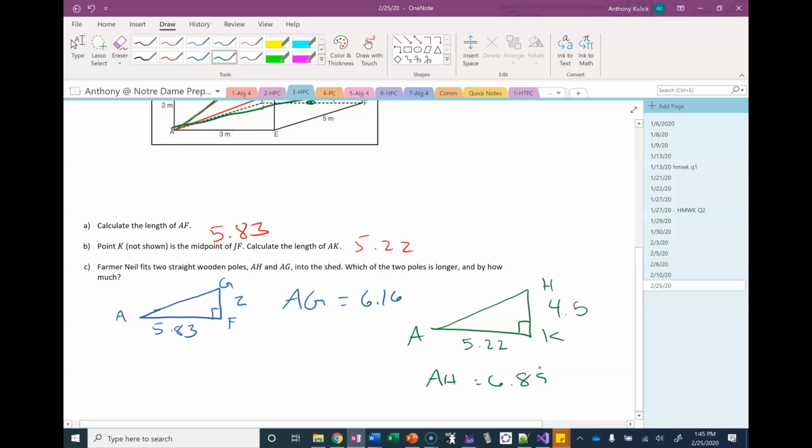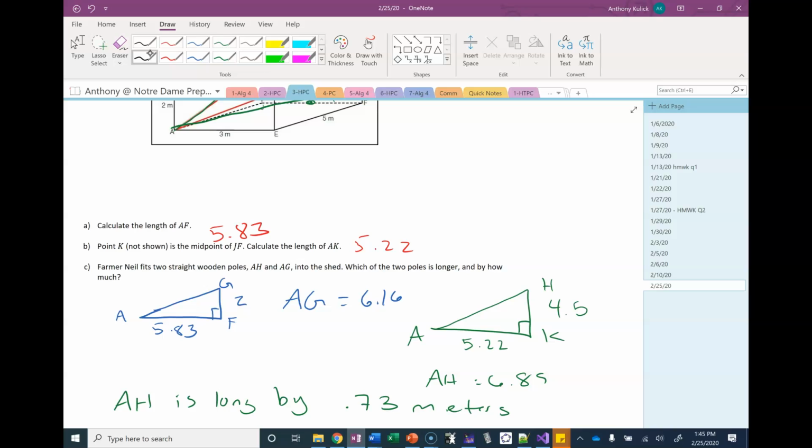So which one is longer? AH is longer by 0.73 meters. And I just did the subtraction there to get the 0.73. Does that feel okay, Caden? Okay. You're welcome.